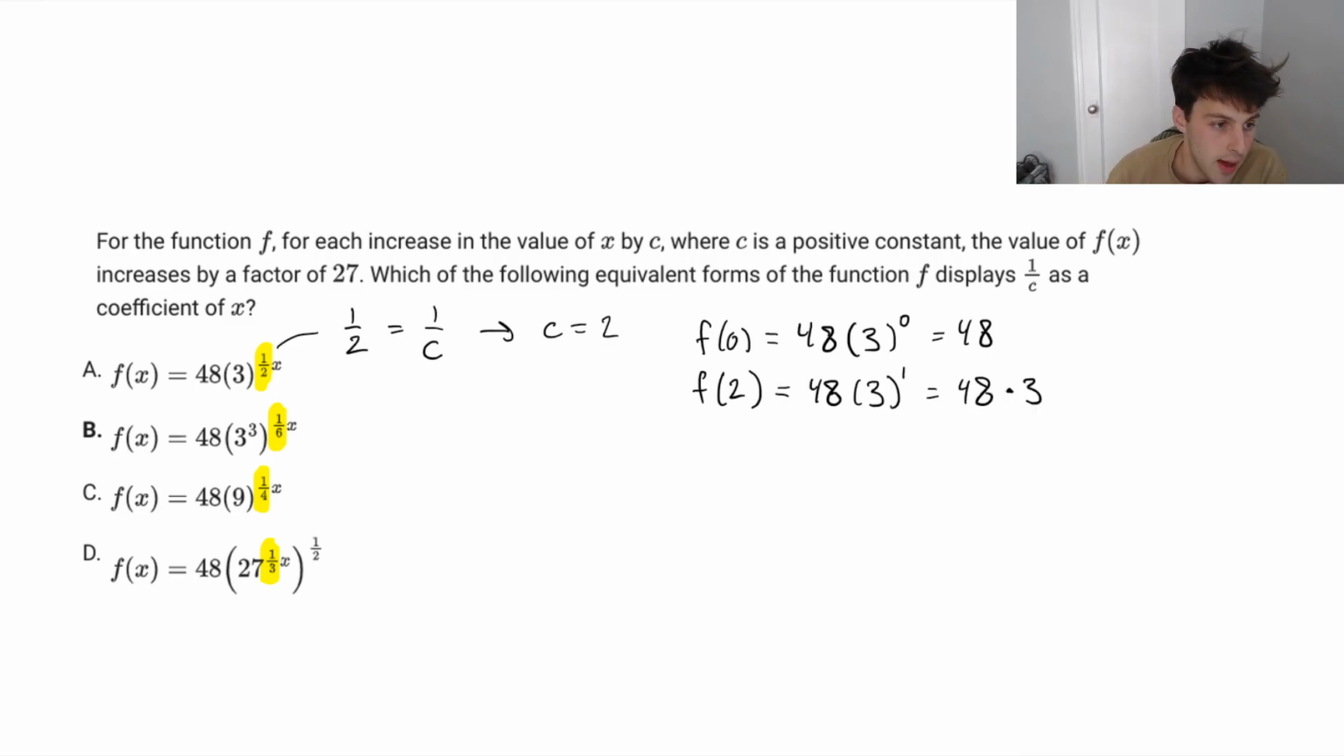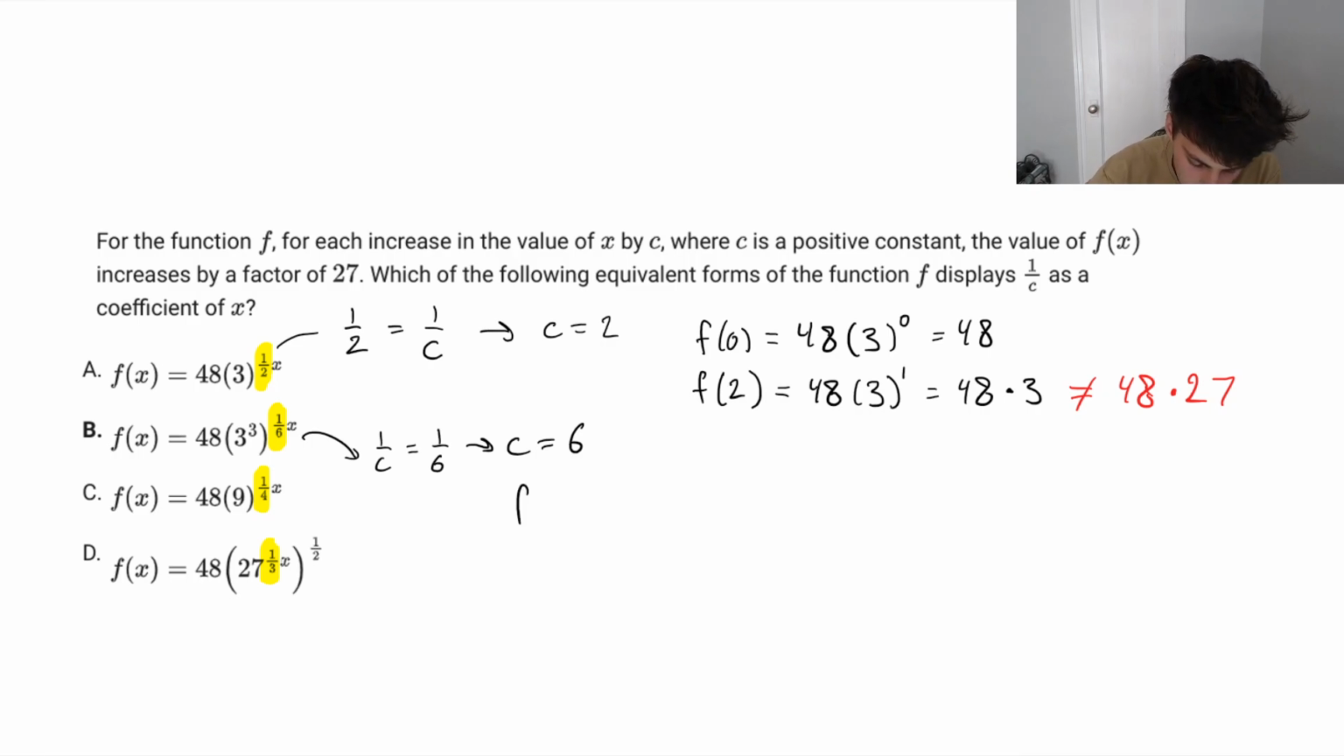So I can see that A is not correct, because I'm looking for something that takes our f of 0, I increase by a value of c, and it's 27 times the first value. So let's look at option B now. Okay, option B, I can see that our 1 over c is equal to 1/6 here, or c is equal to 6. Okay, so let's do the same approach.